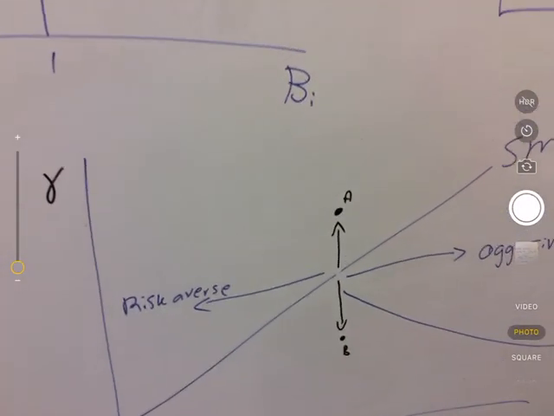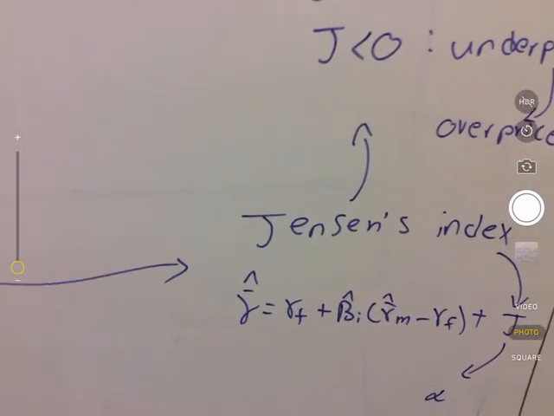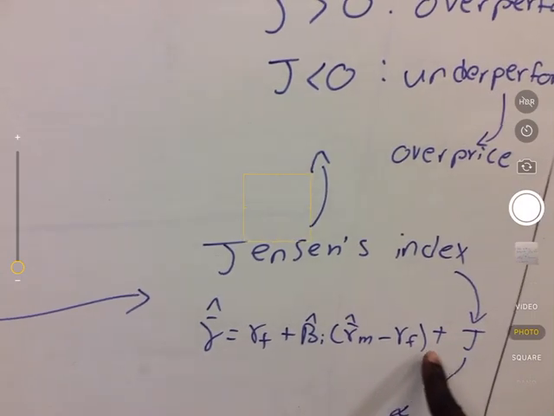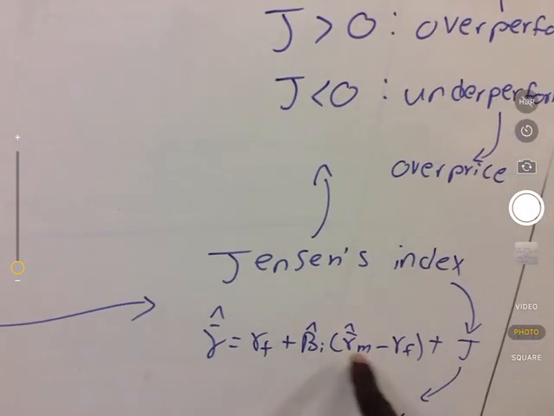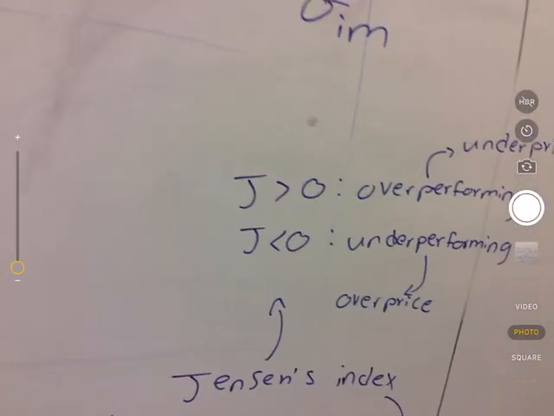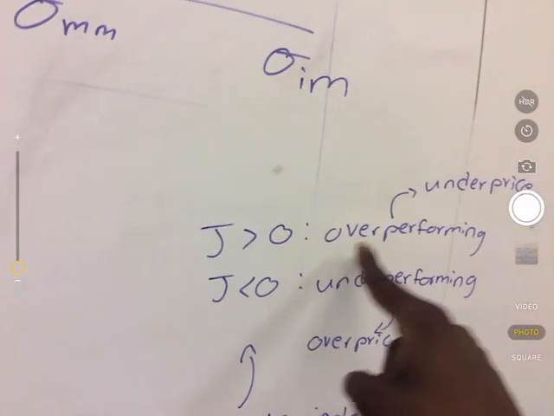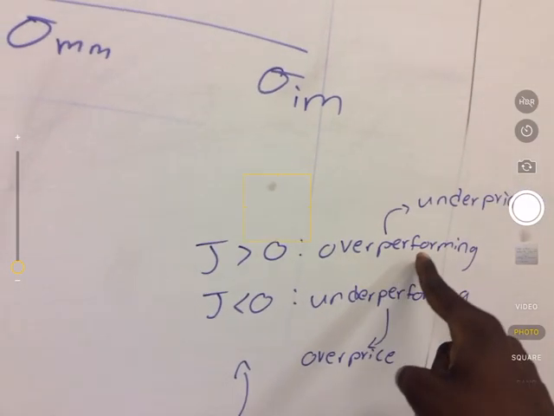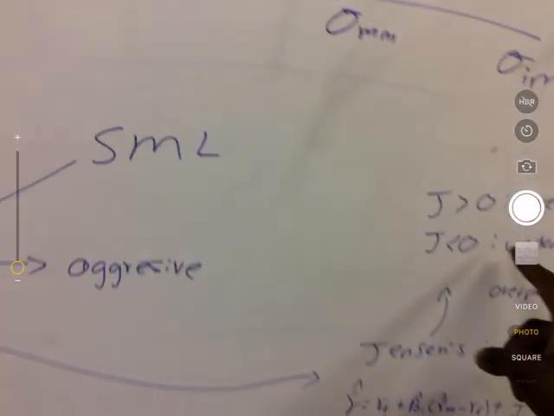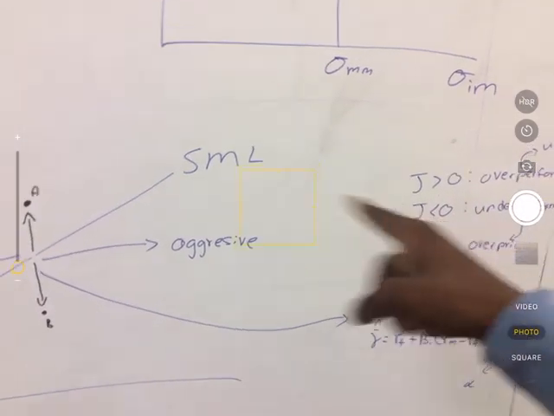Usually this underperformance and overperformance is measured by the Jensen's index. As you can see, this J over here is what we call the Jensen's index. This is just our general CAPM equation with the Jensen's index, right? So for any asset, if you put all your returns here and calculate the value of J, if J is positive, it means that it beats the market. So it is more like A. It is above. So J is positive, it's A.